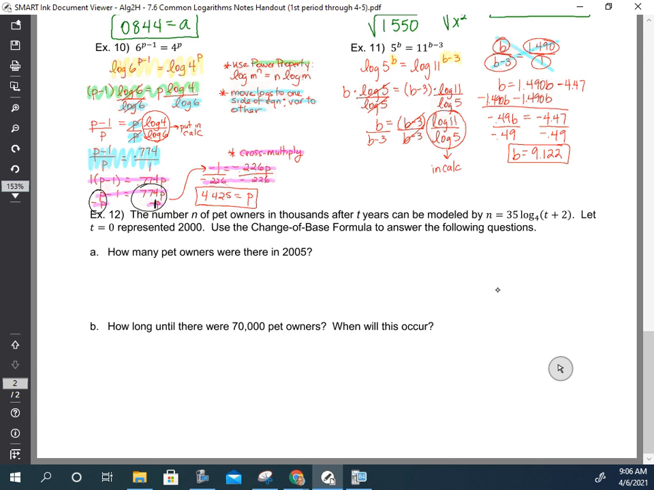All right, example 12. The number of pet owners in thousands after t years can be modeled by that equation sitting up there. Let t equal 0 represent 2000. Use the change of base formula to answer the following questions. So we have a two-part question here. They're giving us an equation to work with.